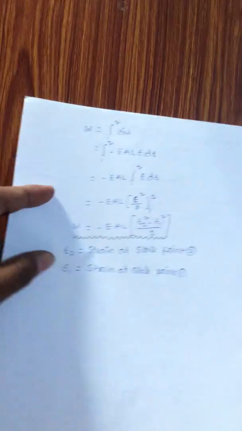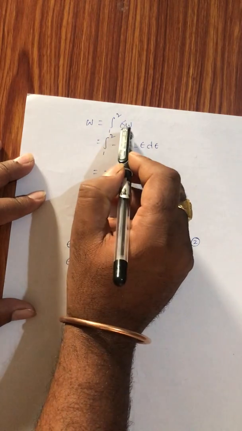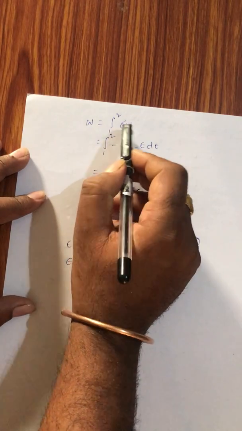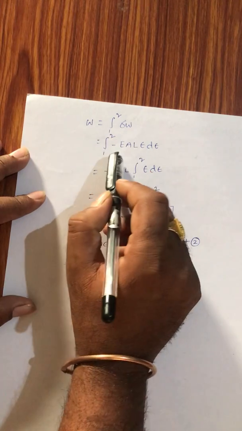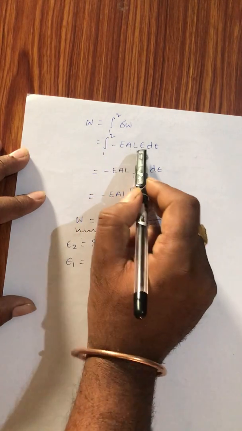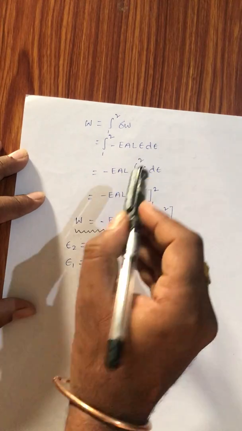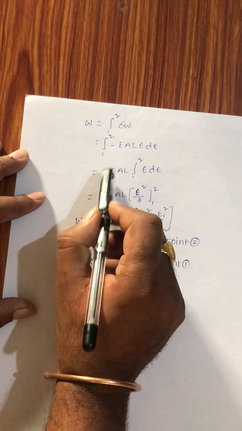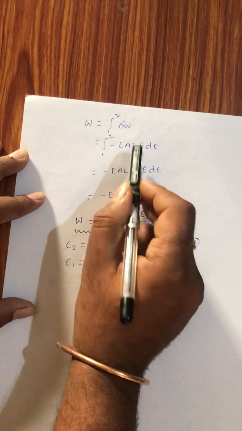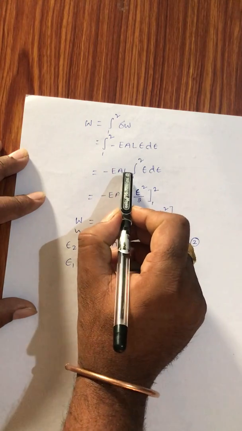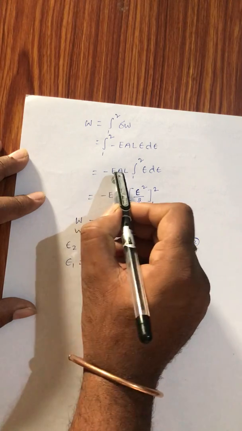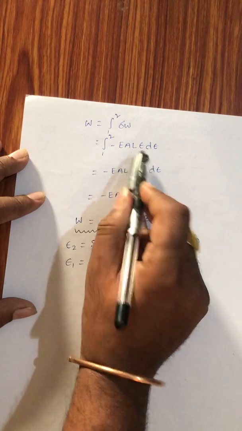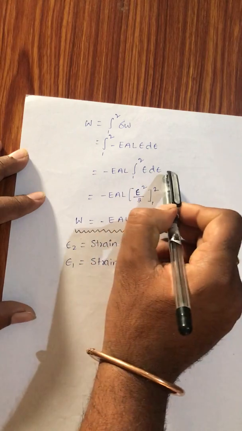Now, W is equal to integral 1 to 2 delta W. Delta W is a small work transfer, but now I want the total work transfer. Integral 1 to 2 delta W is the minus E A L epsilon into d epsilon, as we have just seen. E A L is constant, L being the original length, which does not change, and the area is constant, so you can take them out. Then we have integral 1 to 2 epsilon into d epsilon.